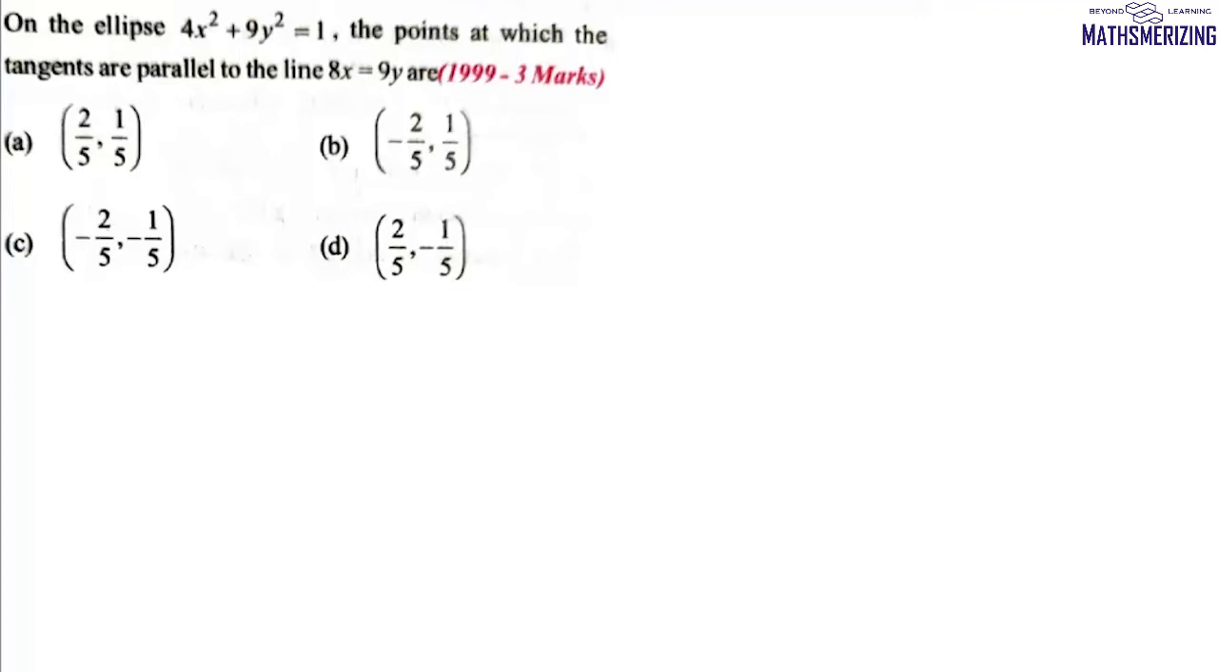Now in this question, we need to find the points at which tangents drawn are parallel to this line, which is 8x equals 9y. So let this point be x1, y1. Now this point lies on the ellipse, so we'll have our first equation: 4x1 square plus 9y1 square is equal to 1. So that's our first equation.